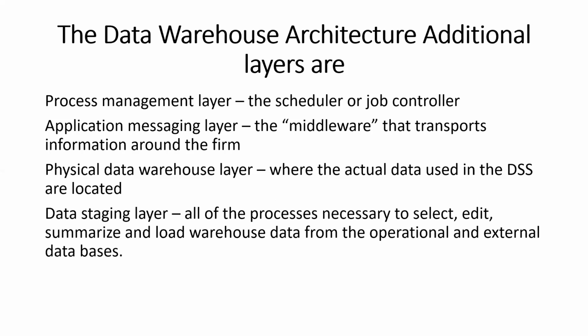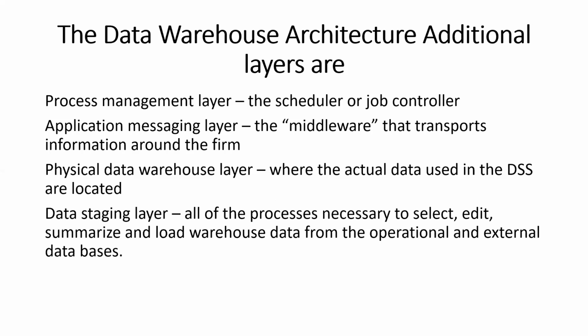And the last one is the data staging layer. All the processes necessary to select, edit, summarize, and load warehouse data from the operational and external database. In simple words, the customer data is accessed only by the internal people, those who have the authorization. Especially, we can allow the layer up to the process management layer when we require the data which is more important for further authorizations. We send these details to the application layer.